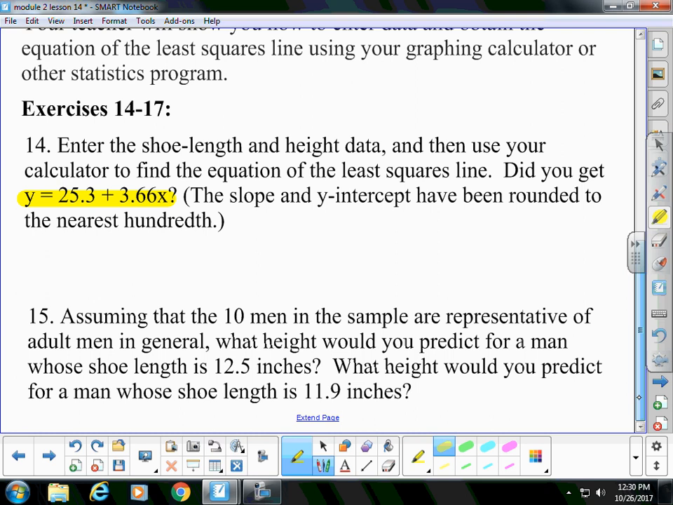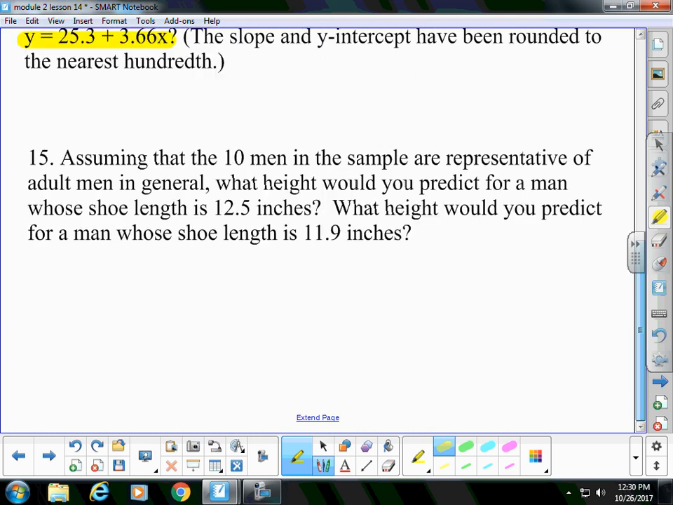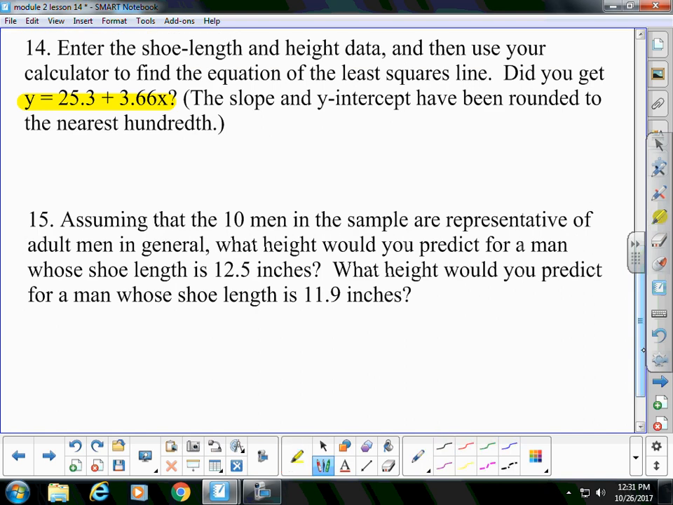Assuming that the 10 men in the sample are representative of adult men in general, what height would you predict for a man with a shoe length of 12.5 inches? What height would we predict for a man who has a shoe length of 11.9 inches? So in other words, let's use the equation and plug those numbers in. For the man that has a shoe length of 12.5 inches, let's do that one first. I take my equation, 25.3 plus 3.66, and then plug in 12.5, and that'll predict how tall that man would be.